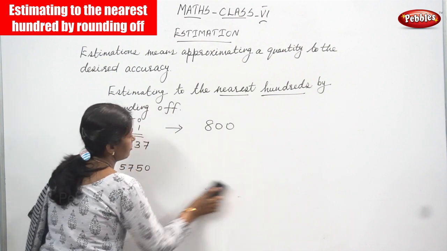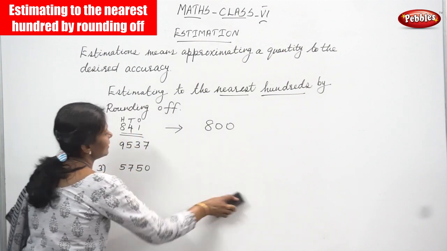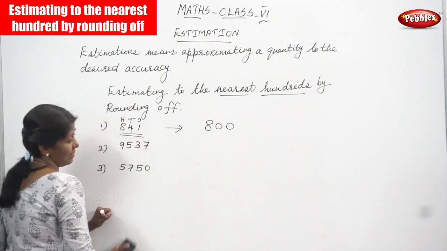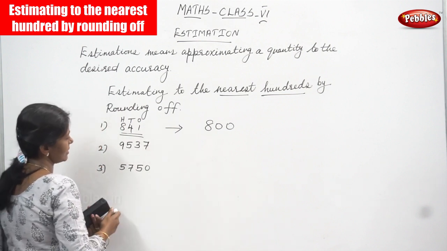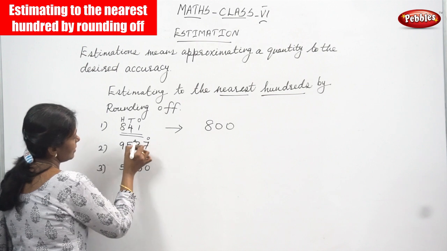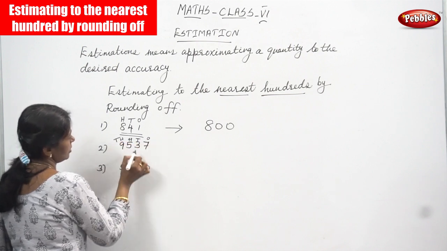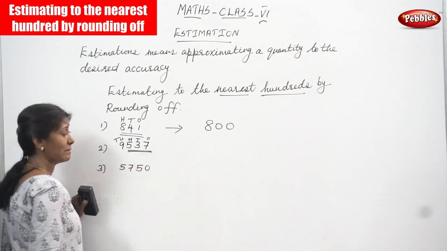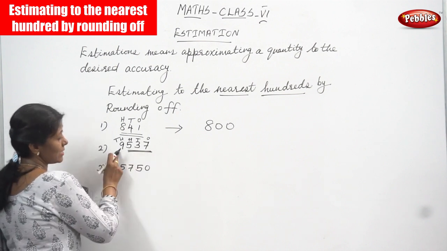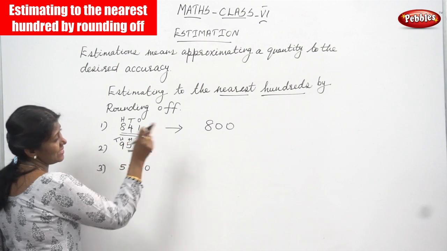Next question. Now we are going to see the next question, that is 9537. Look at this number. This is ones and again tens, and this is 100, and this is 1000. So 537. You have to consider that is the nearest 100.